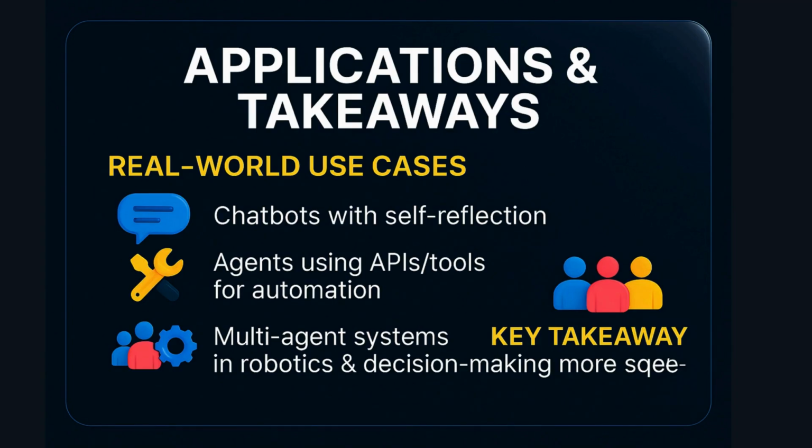In today's evolving AI landscape, the practical deployment of intelligent agents is becoming increasingly impactful. This slide outlines three standout applications: chatbots capable of self reflection, agents that interact with APIs and tools for seamless automation, and multi agent systems that collaborate in robotics and decision making. These examples demonstrate how agents are moving beyond isolated tasks to become dynamic, context aware systems.